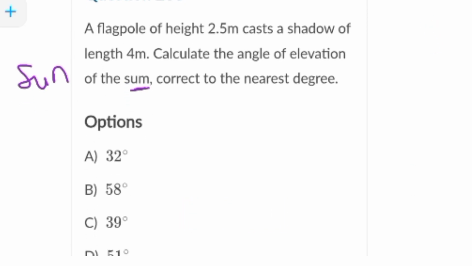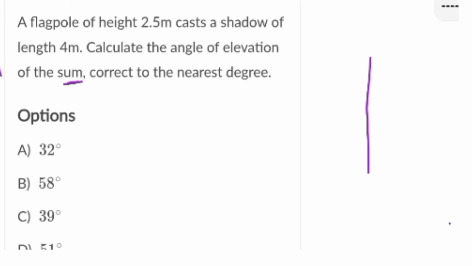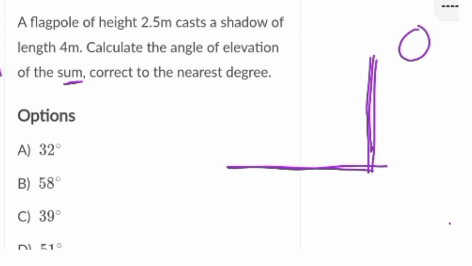So to solve this, a flagpole, a pole always stands vertical. So this is a flagpole here. So the shadow of this flagpole will be in front of it. So this is the shadow here. You understand? So the sun is around here. So the sun is at the back of the flagpole. So you are told to find the angle of elevation. That means this angle that is here.